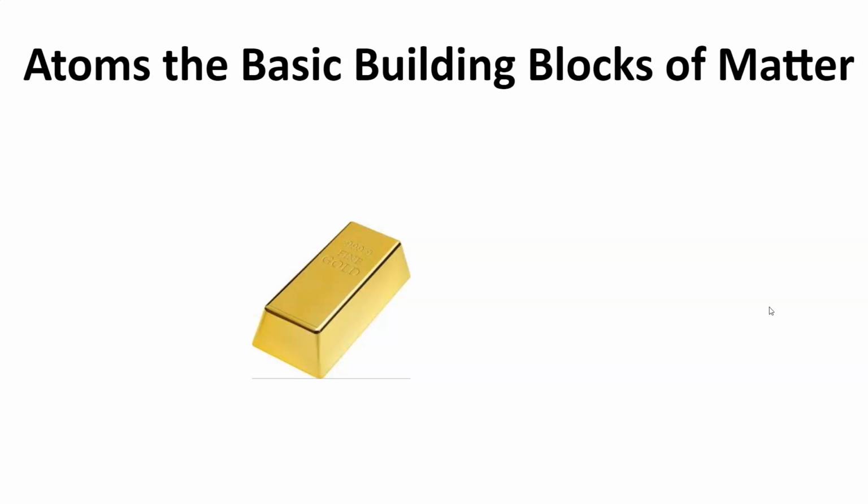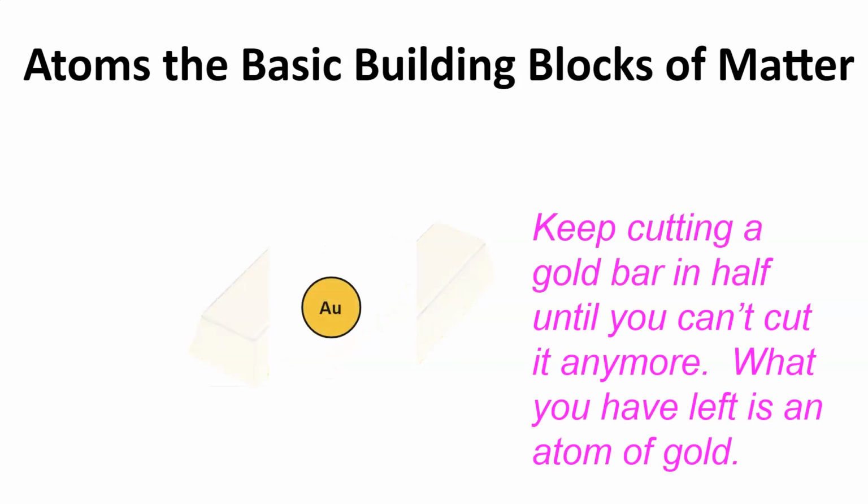So let's begin with what we know about atoms. Remember, we said atoms are the basic building blocks of matter, and we know that all matter is made of atoms. So if you break matter apart, you will find atoms. So let's think about this in another way. If you take a bar of gold and you keep cutting that bar of gold in half until you can't cut it anymore, what you're going to have left is an atom of gold. So that's one way that you can describe what an atom is.